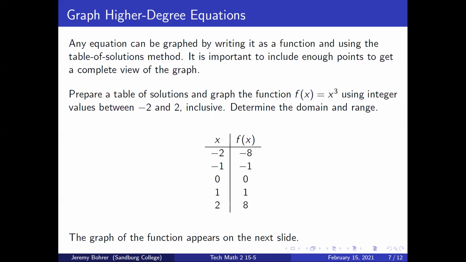Prepare a table of solutions and graph the function f of x equals x cubed using integer values between negative 2 and 2 inclusive. Determine the domain and range. We use the values of x, negative 2, negative 1, 0, 1, and 2, which correspond respectively to negative 8, negative 1, 0, 1, and 8. The graph of the function appears on the next slide.